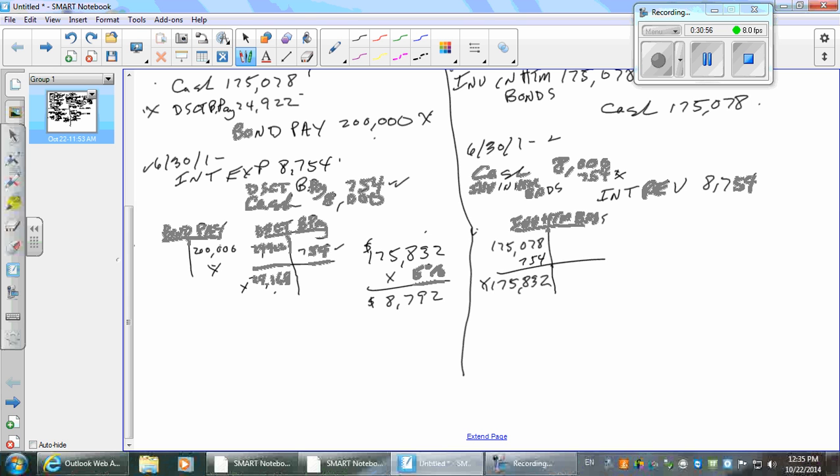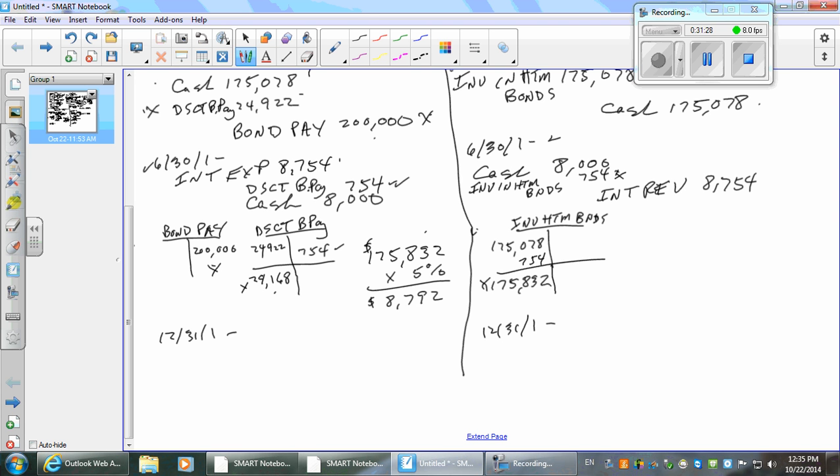Now we're at December 31st, year 1. It's going to be exactly the same entry with different amounts. So guess what you're going to debit if you're the issuer? Guess what you're going to credit? Cash and discount on bonds payable, just for different amounts. What's the cash payment going to be every time? It's going to be $8,000.